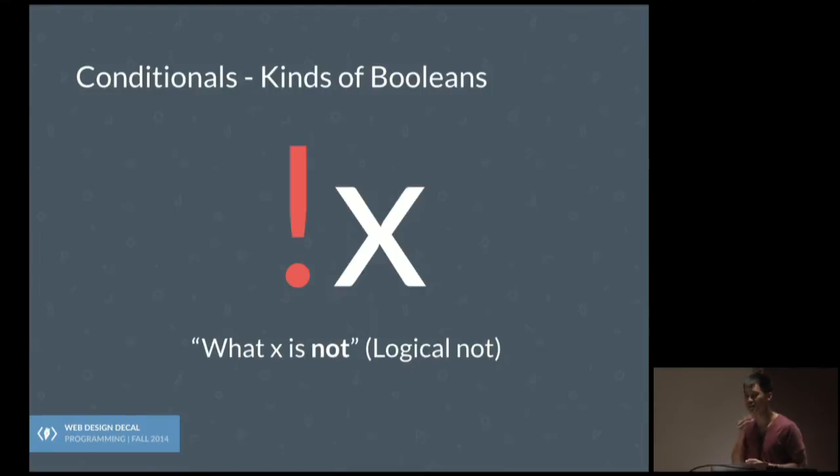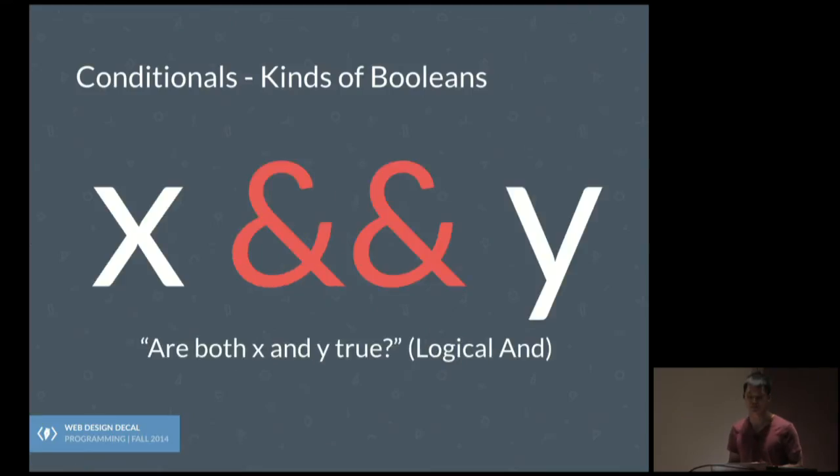Not. Logical not is essentially the flipped thing of what you meant. So not true is false. Not false is true. That's essentially all there is to it. Anytime you have a Boolean expression that can be true or false, you can just not it if you want the opposite.